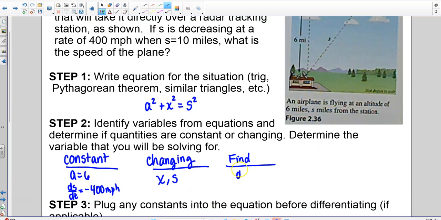So it's dx dt, but because they use the word speed instead of velocity, we want some absolute value bars here. If we get a negative, we're going to change it to a positive at the end, right? And we want this when s equals 10 miles.